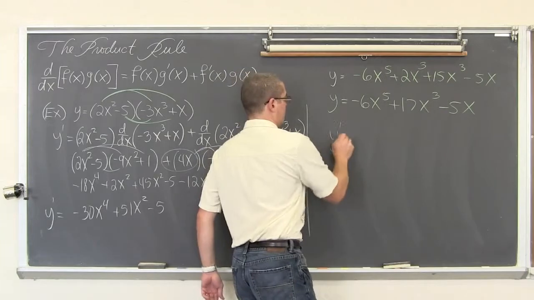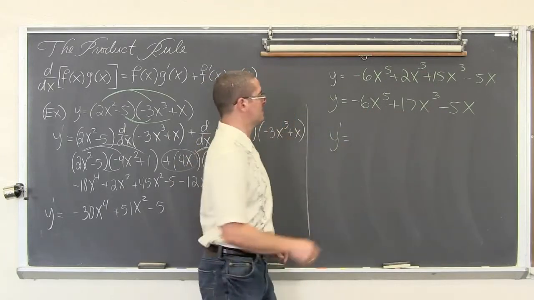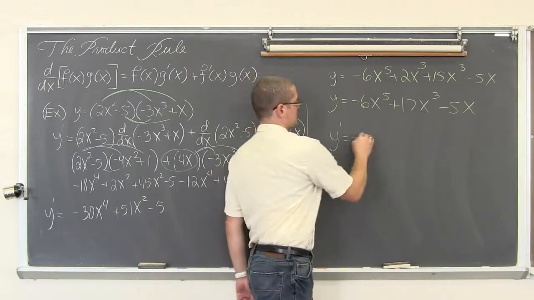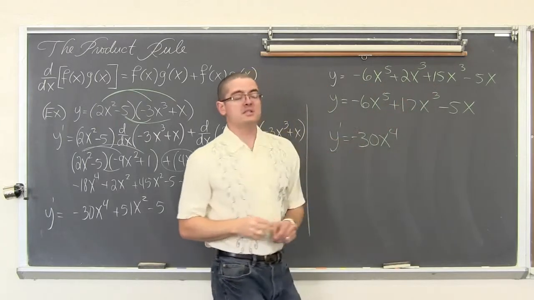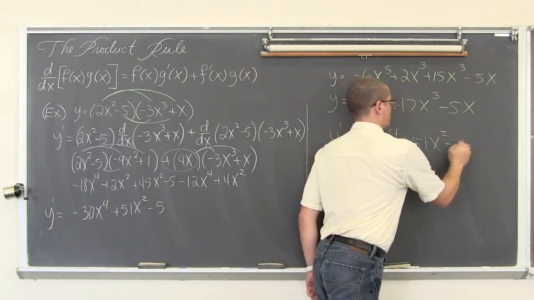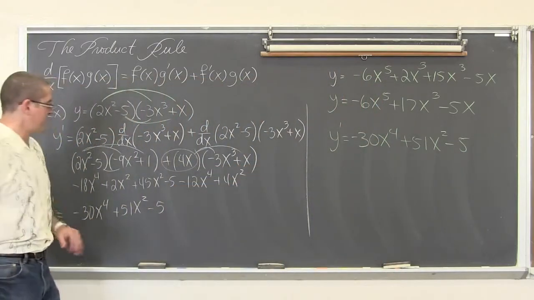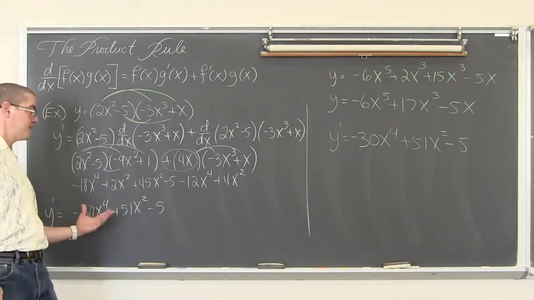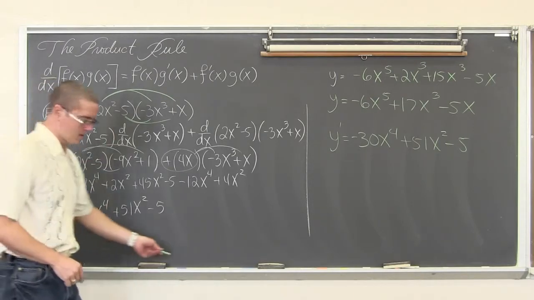Y prime, or the derivative of y, with respect to x, is going to be 5 times negative 6, which is negative 30x to the fourth. 3 times 17 is 51, so plus 51x squared minus 5. And you see I got the exact same answer I did in my first method of doing this problem, and got it with a decent amount less work.